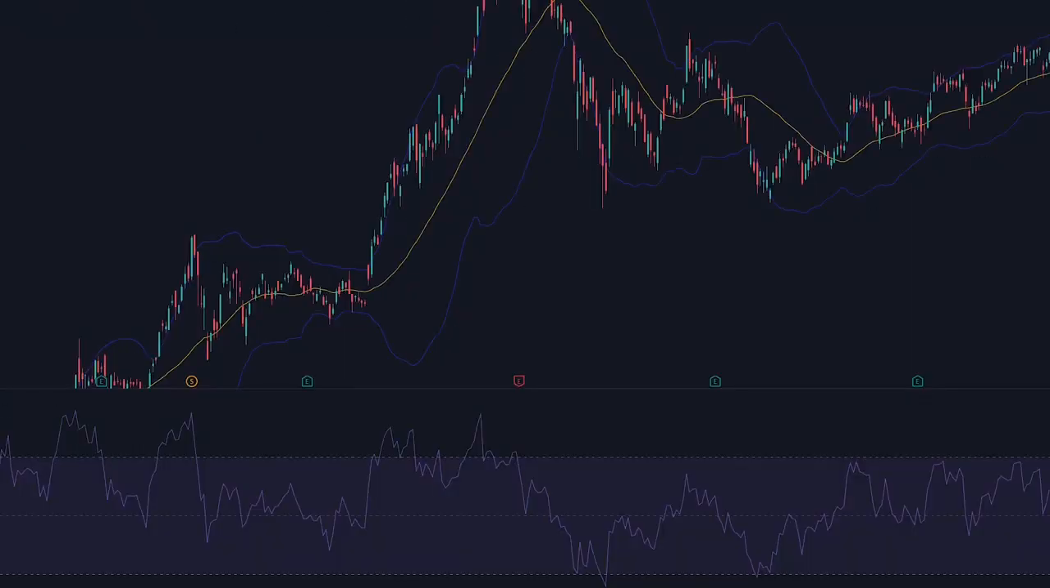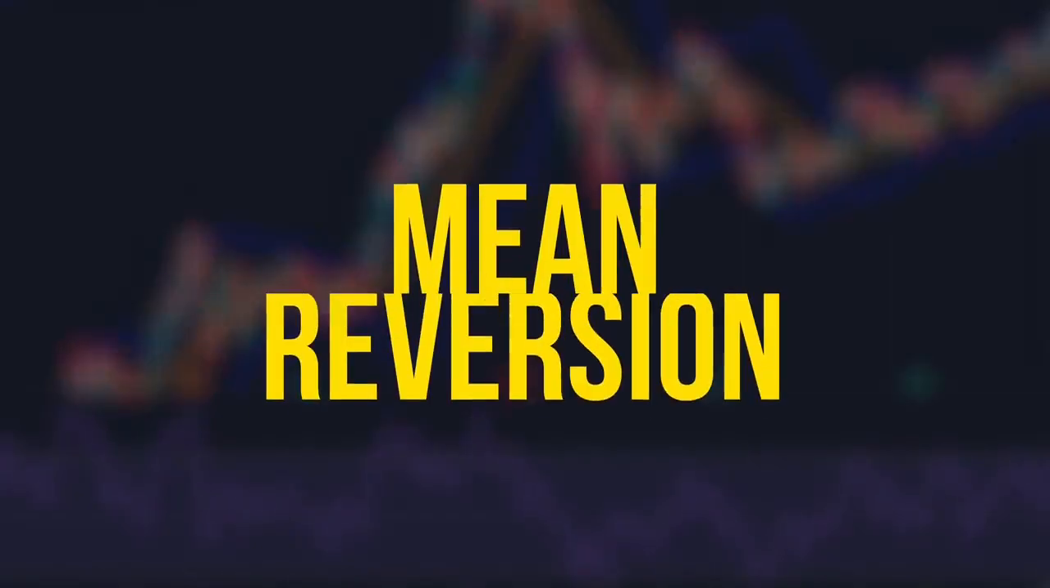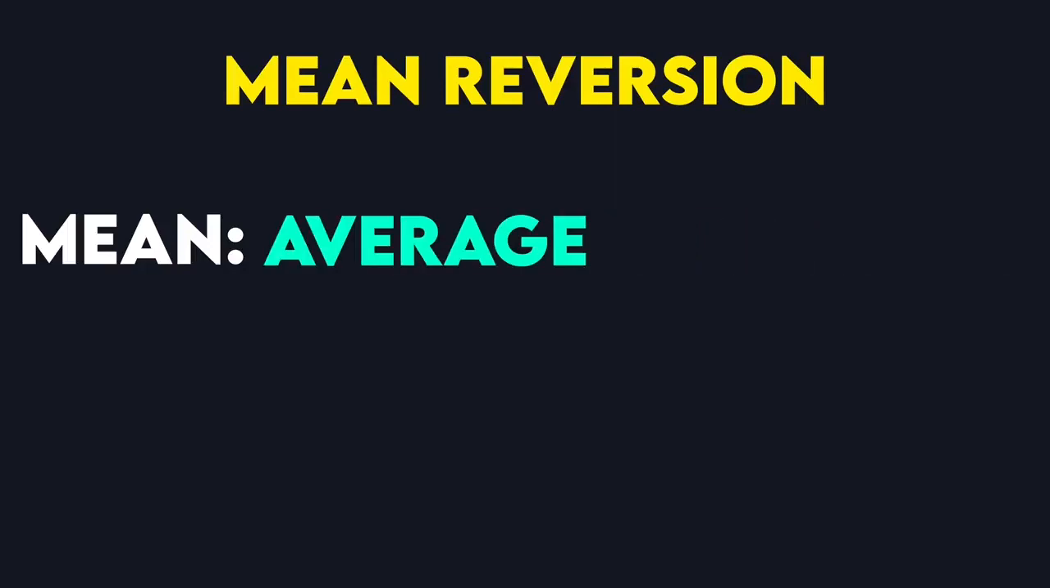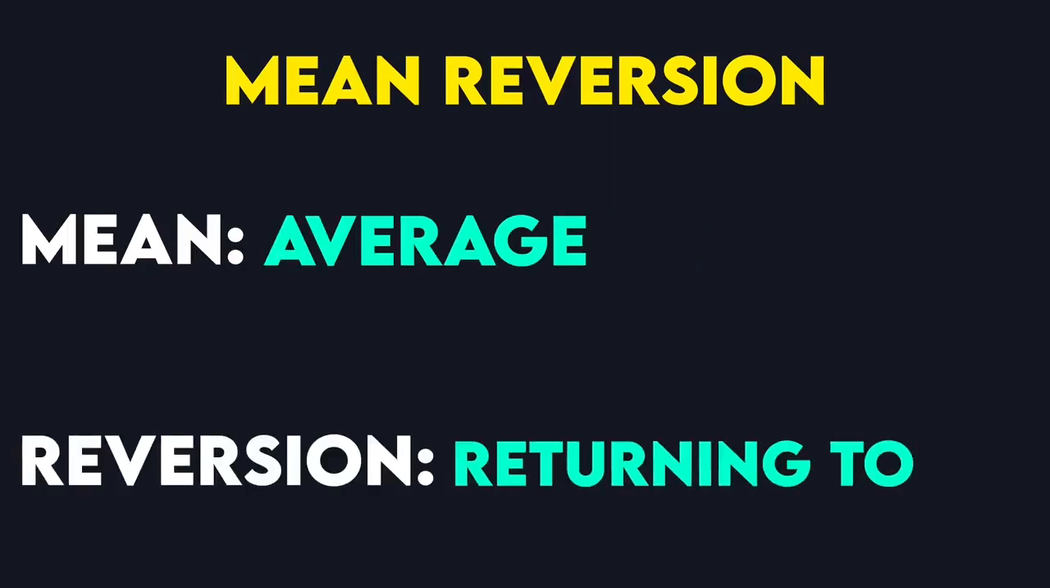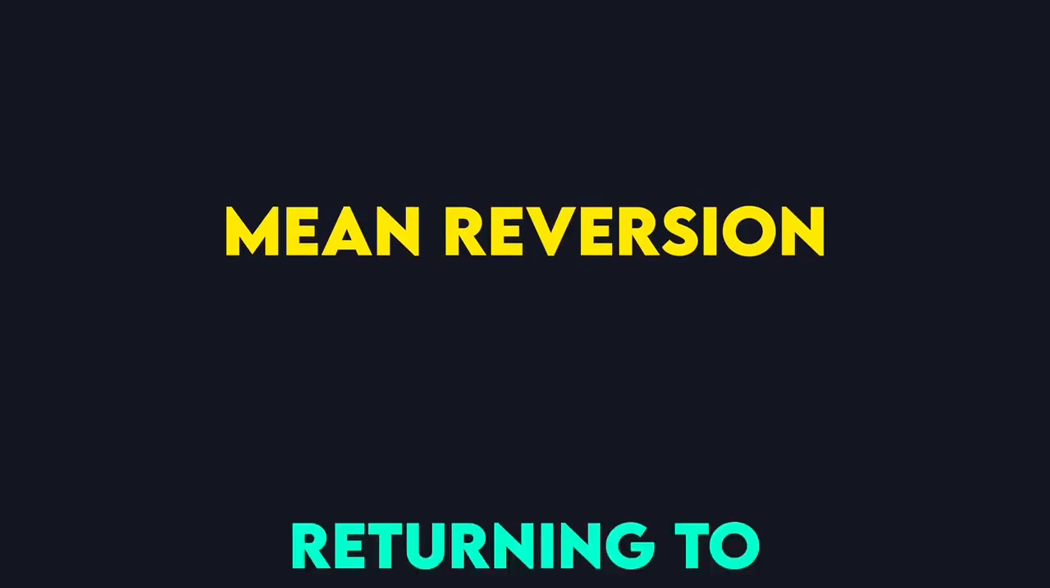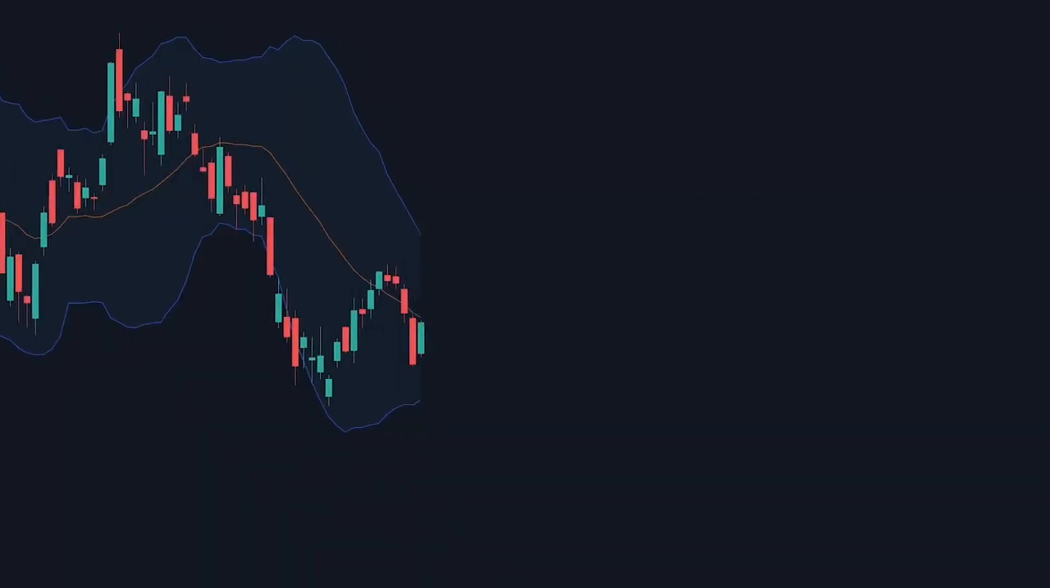So there are two different strategies you can choose from when using these indicators. Both of these strategies are built around the concept called mean reversion. What's mean reversion, you may ask? Well, mean refers to the word average, and the word reversion means returning to. So to put it simply, the phrase mean reversion just means returning to the average, which is exactly what we're going to be shooting for with this strategy.